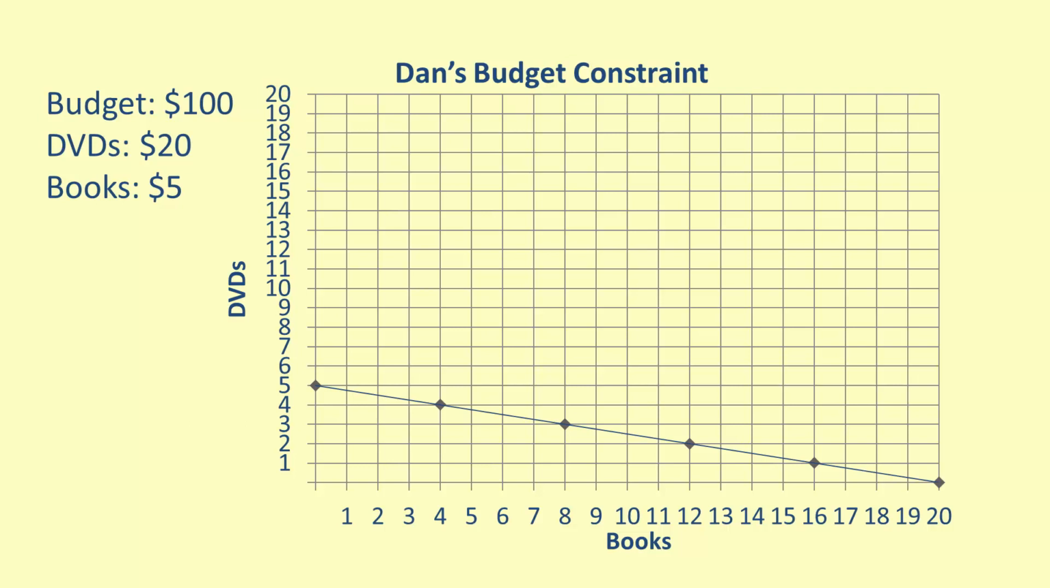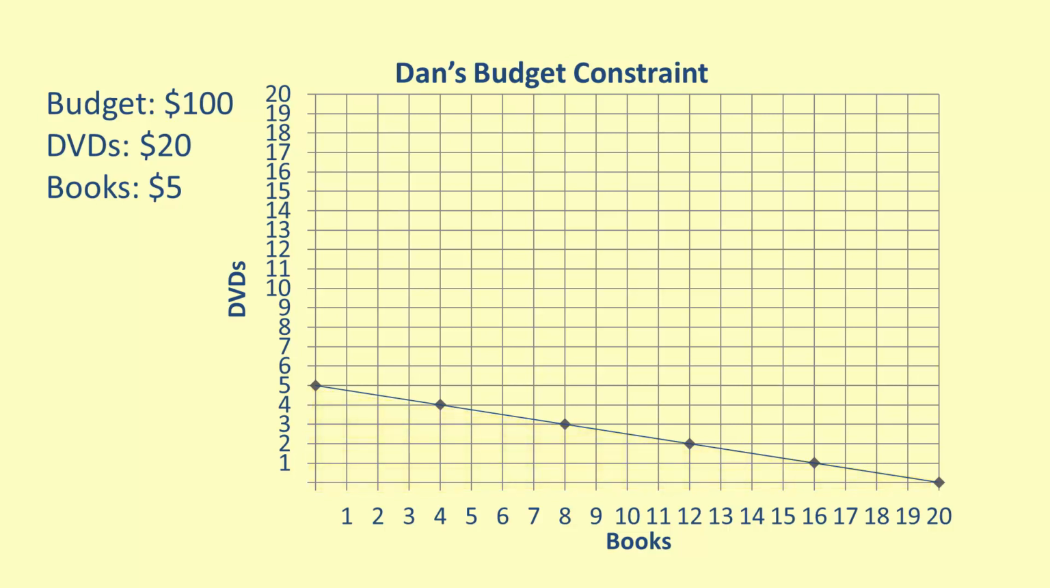Similarly, if Dan wanted to consume 4 more books, moving down and to the right along his budget constraint line, he would have to give up 1 DVD. All of the points outside of the budget line are unattainable combinations for Dan, given his budget. All of the points inside the budget line are attainable combinations, but they will not maximize his satisfaction.